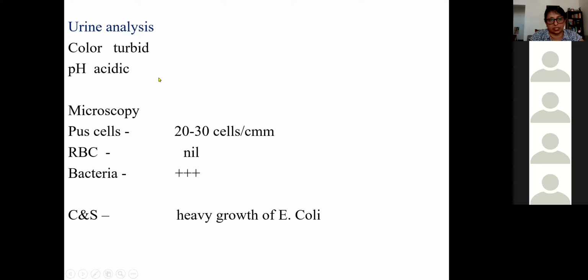So this is color. It's turbid. Pus cells, bacteria, culture and sensitivity. So what is this report? This is the analysis of a patient. So what does it show? What is your diagnosis?